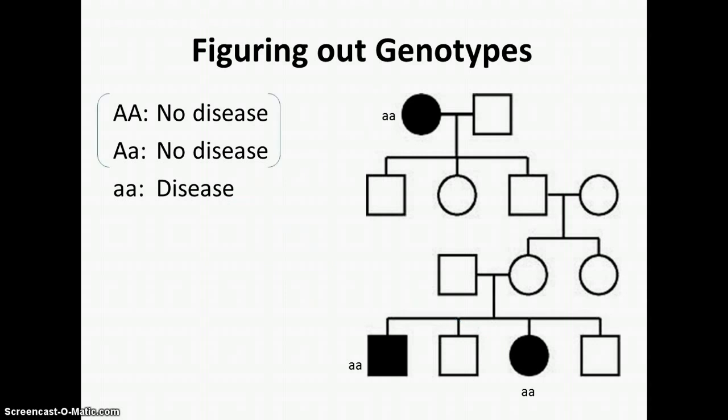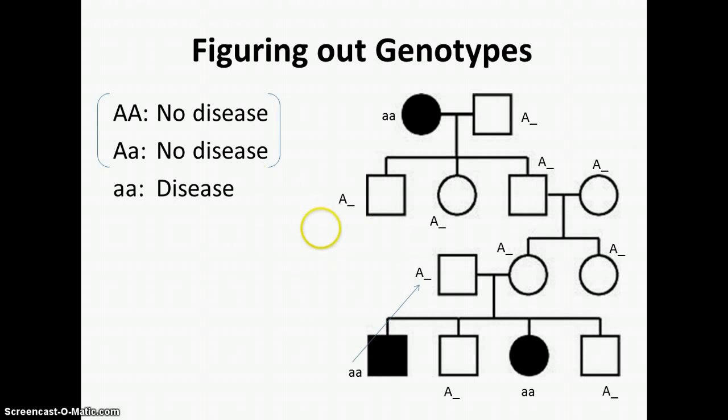My next step is to try and figure out the ones that are not filled in. I know those could be either big A and have no disease, or big A, little a. So since I'm not sure yet, I'm actually going to write a big A in a blank next to every single one of the circles or squares that's not filled in. So now I have to try and figure out, what is that second letter? Do they have two big A's or a big A and a little a?